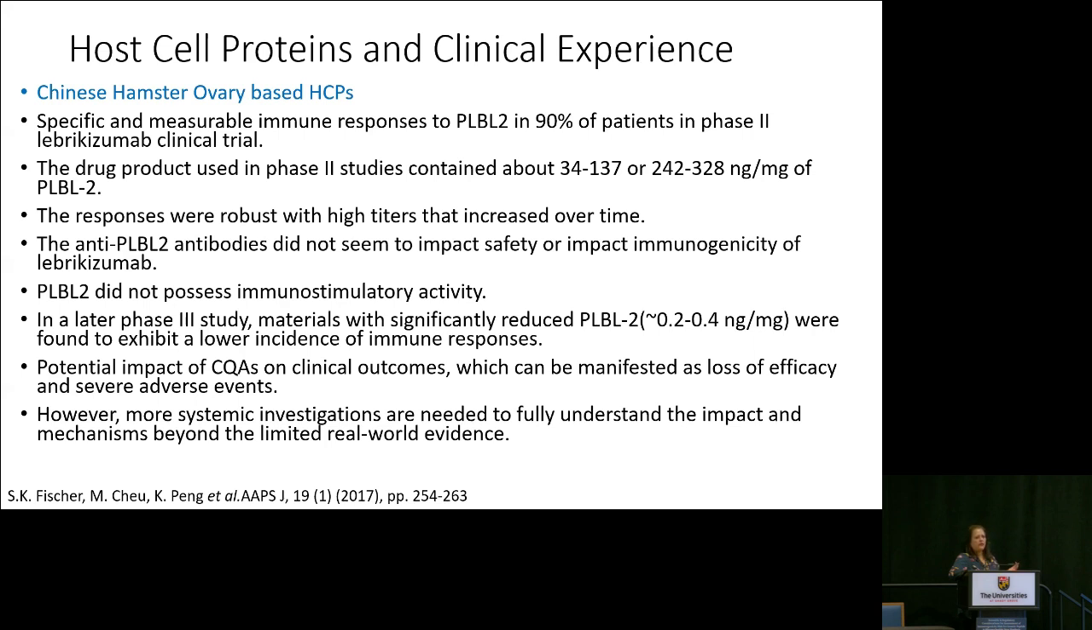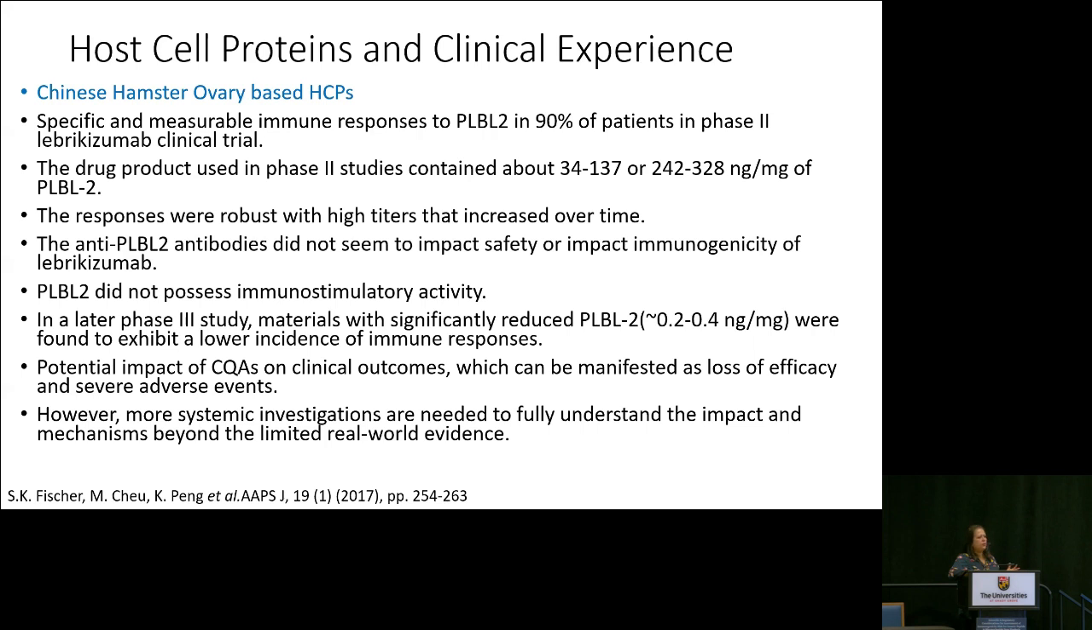So we looked around, and Genentech had done a very extensive analysis with their program, lebrikizumab, and they, in fact, had gone ahead and developed an anti-drug antibody assay to one of the HCPs called PLBL2. And of course, they found 90% of their clinical trial subjects came up positive for these antibodies. That does not help, because what are these antibodies doing, apart from their own immunogenicity assessment to lebrikizumab, which was minimal and not very impactful on the PK?